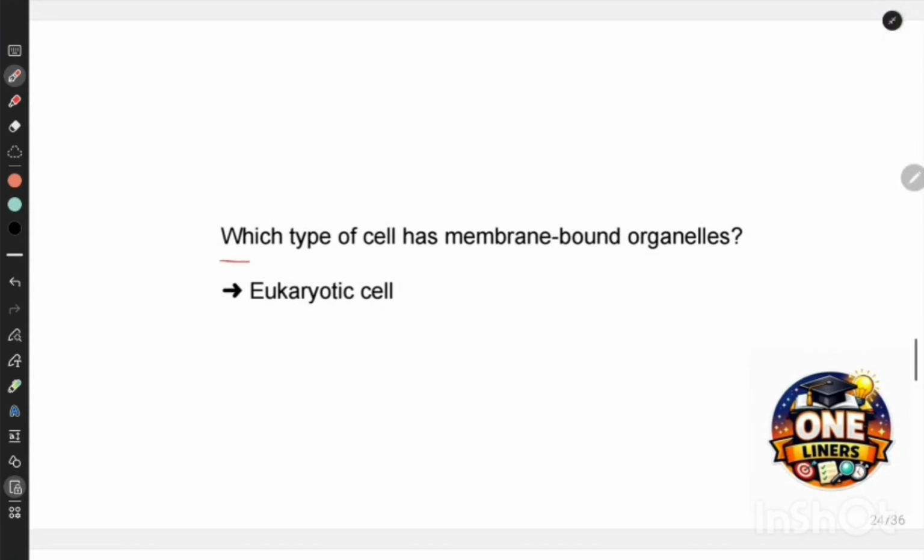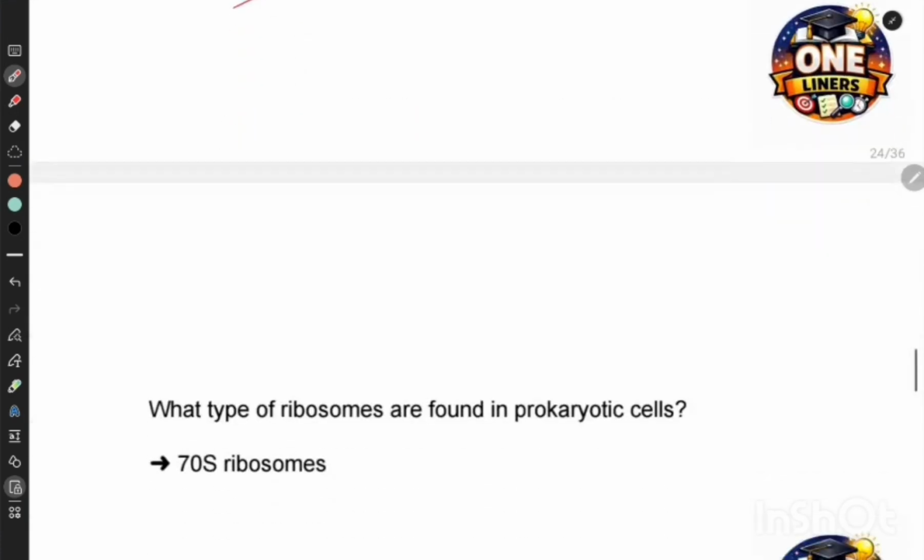Next one. Which type of cell has membrane-bound organelles? So eukaryotic cell has membrane-bound organelle. That is, true nucleus-containing cell has membrane-bound organelles.